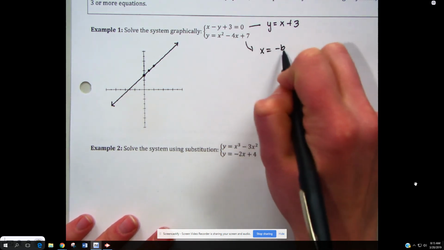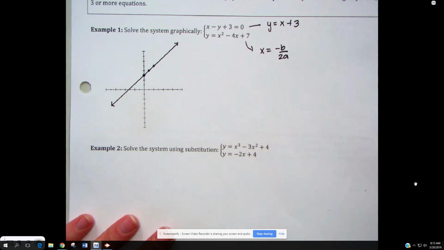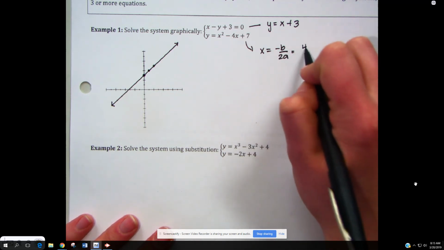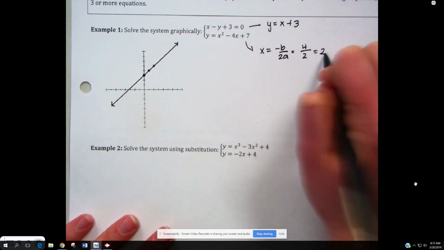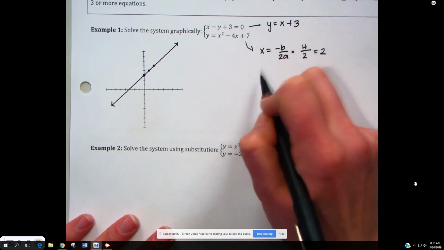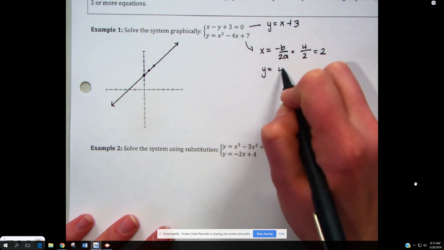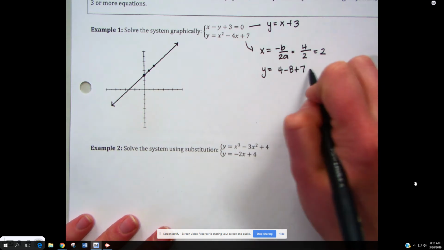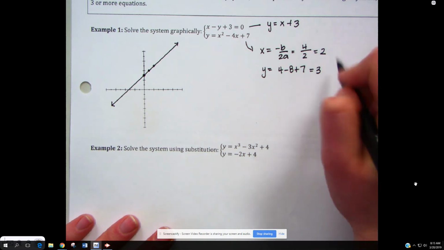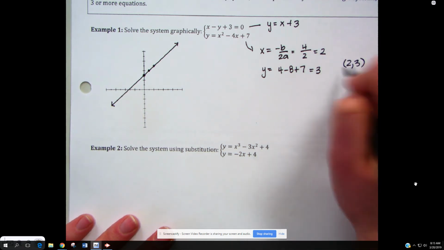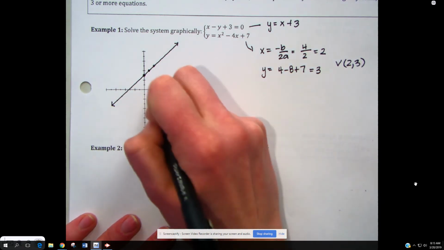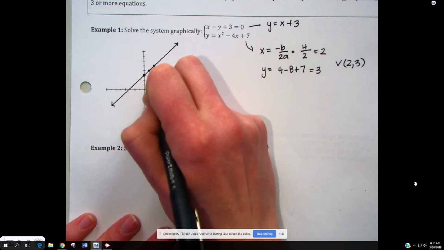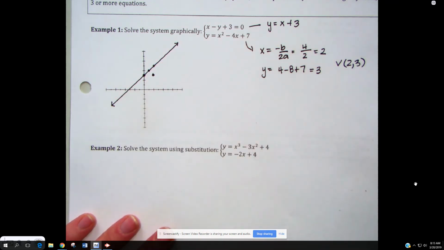We're going to find our vertex first, so negative b over 2a. In this problem, that's 4 over 2 or 2. And if I plug 2 into my equation, then I'll get 4 minus 8 plus 7. So what does that come out to? 3. So my vertex is at (2, 3). Let's see, 1, 2, 1, 2, 3. Right? I know it's opening upwards.